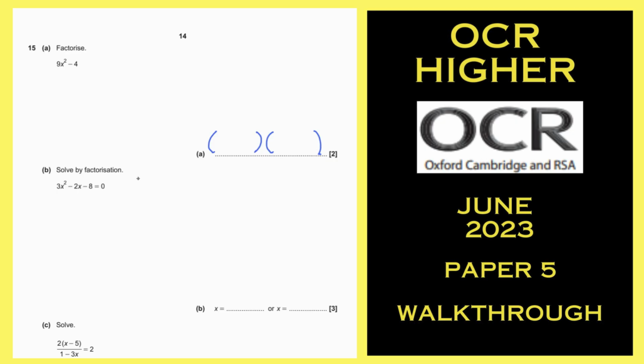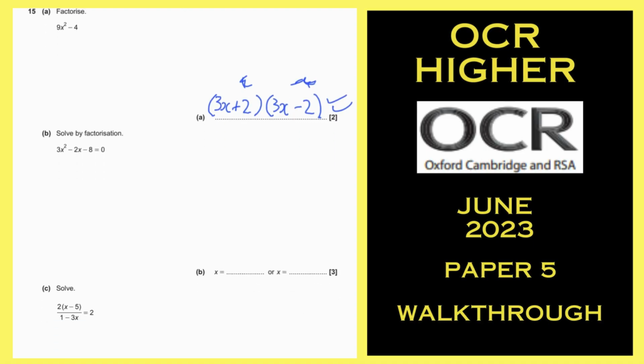It's your old friend, the difference of 2 squares. Square root of 9x squared is 3x. Square root of 4 is plus and minus 2. And that's what goes in those brackets for your 2 marks. You would score 1 mark for anything where you've made one mistake, like if you've done 3x plus 1 and minus 4. In other words, you're nearly there, but you're not quite right.